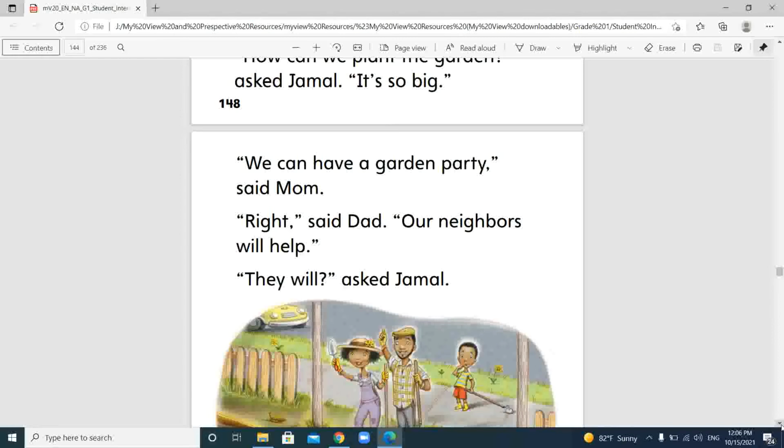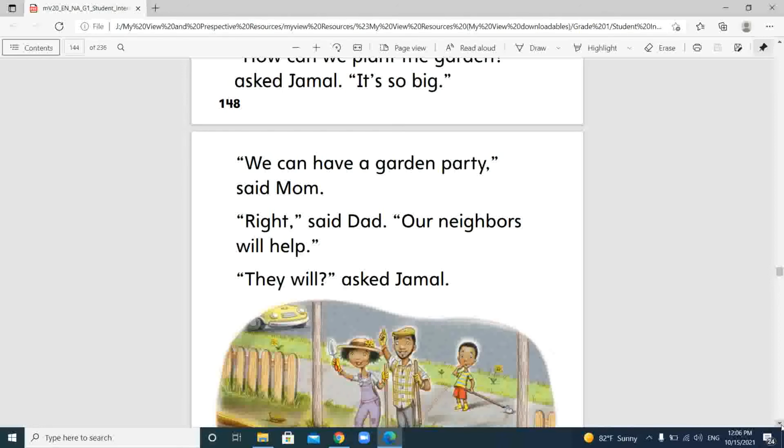Who are the neighbors? Okay, but before all of that, we talked about in class, what is a garden? A garden is a place, okay, that has grass, trees, flowers, and sometimes vegetables and fruits. Okay, so a garden is a place where we can plant. We can plant grass, flowers, trees, fruits, and vegetables. Okay, but because it's such a big area or a big place, they need help. So Dad said their neighbors can help them.